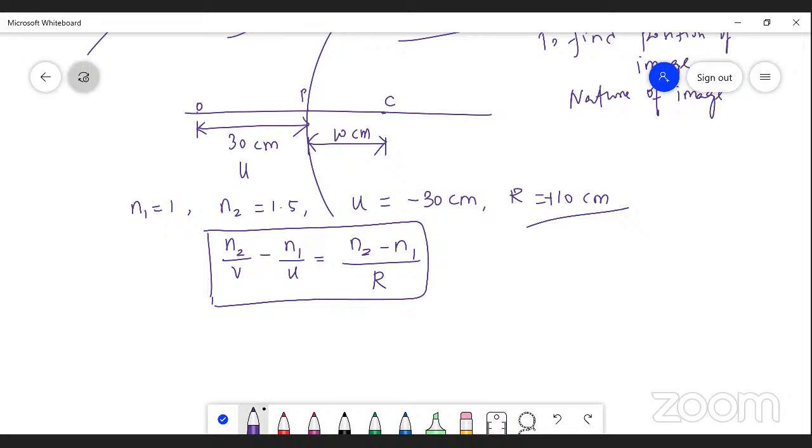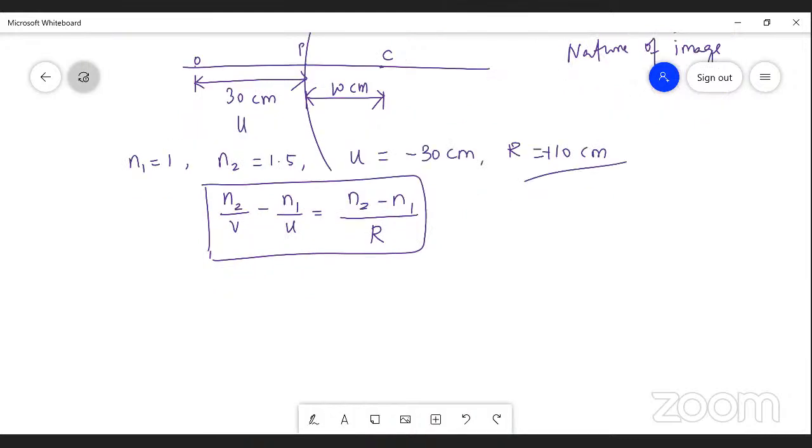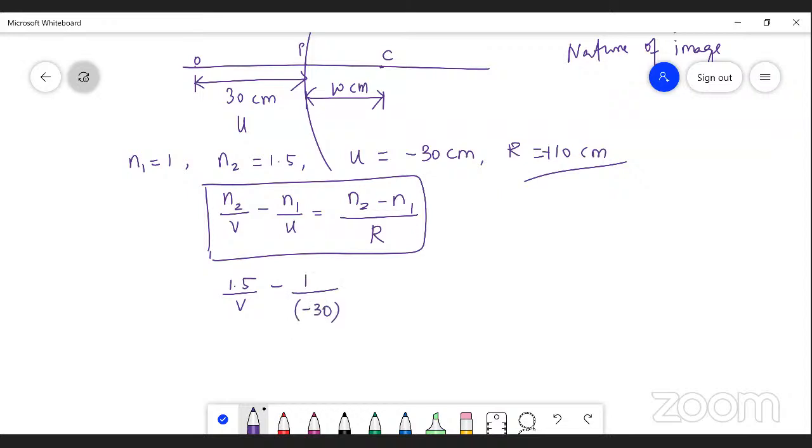I want to calculate the V value. Substitute the values. N2 value is 1.5, divided by V, minus N1 divided by U. N1 is 1, U is equal to minus 30, which is equal to N2 minus N1 divided by R: 1.5 minus 1 divided by R. R value is plus 10 centimeter.